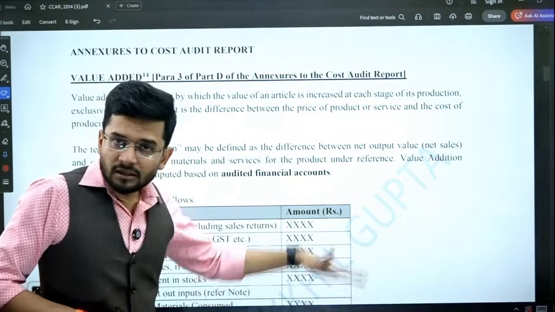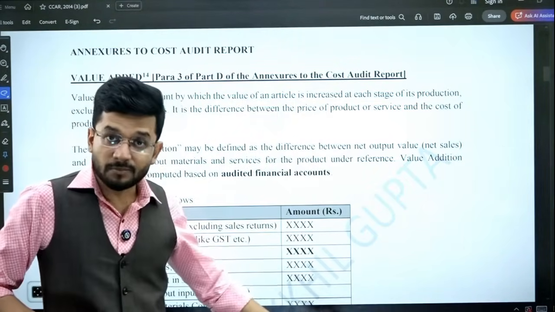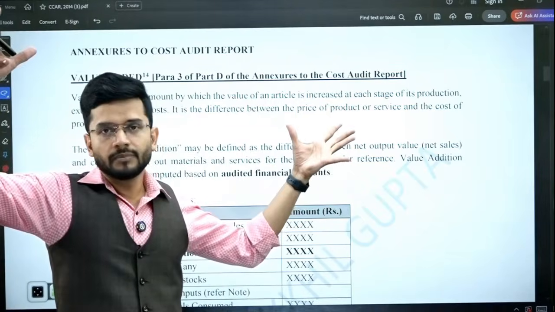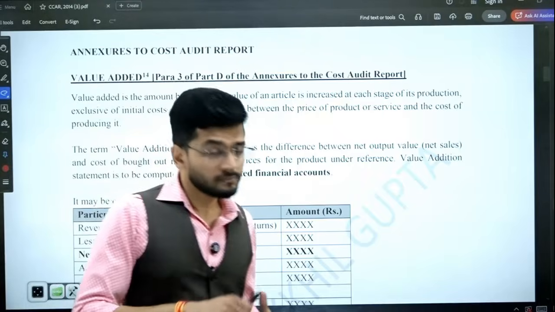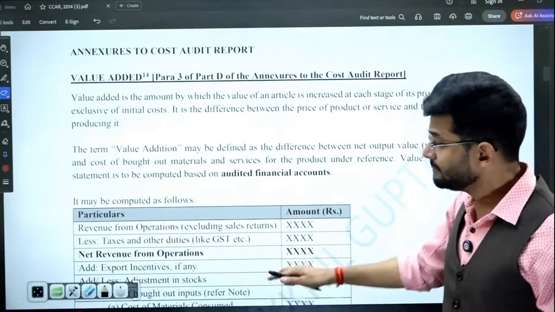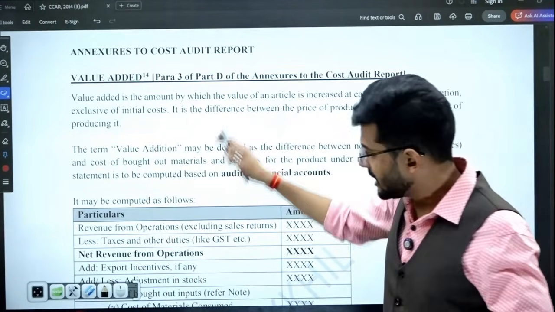If you see the back portion of this PDF, the last portion of this PDF, I have given many case studies regarding this entire concept. Many case studies have been discussed by me in the practice questions which are given after this PDF.